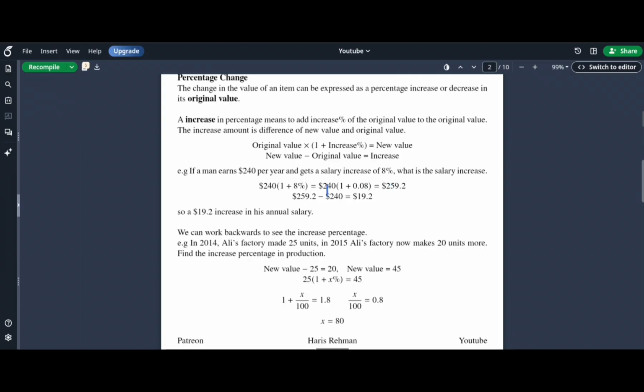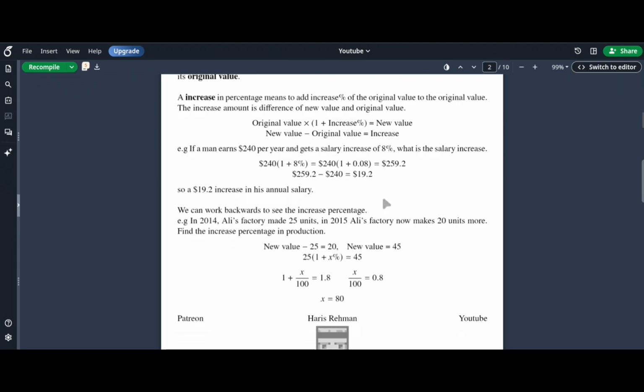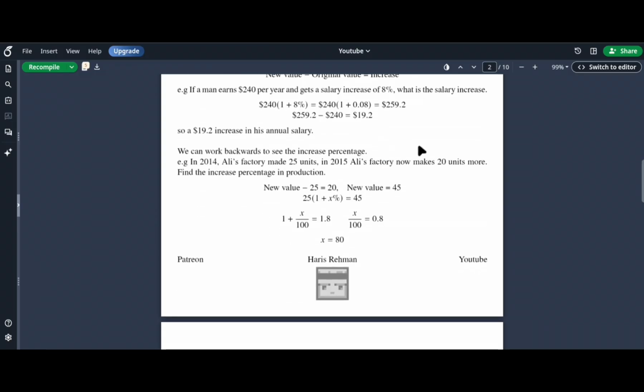So we increase the value of 240 by 8%. 8% is what? 0.08. 1.08 times 240, we get this value. Next, you find the difference between the new value, the new salary, and the old salary, and we get that he's now getting an additional $19.2. So he had a $19.2 increase. This percent is the percent it increased by. Get it? You can work backwards to see the increased percentage.